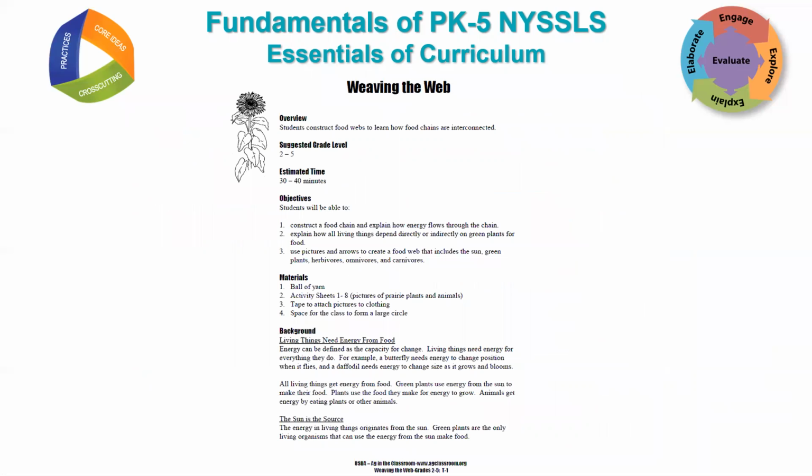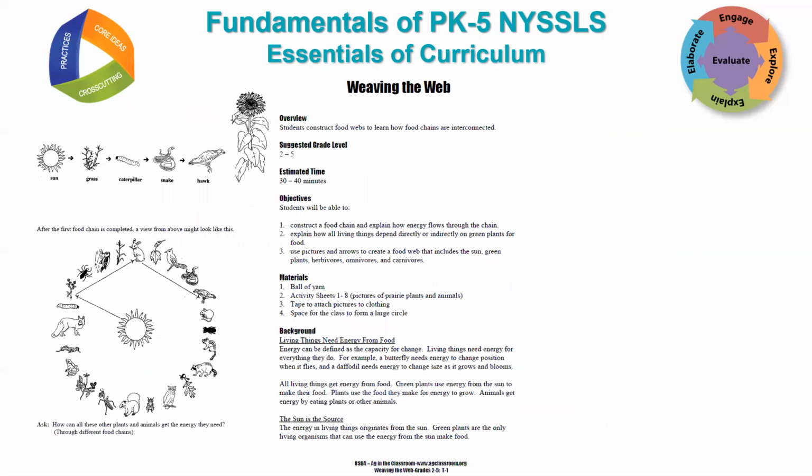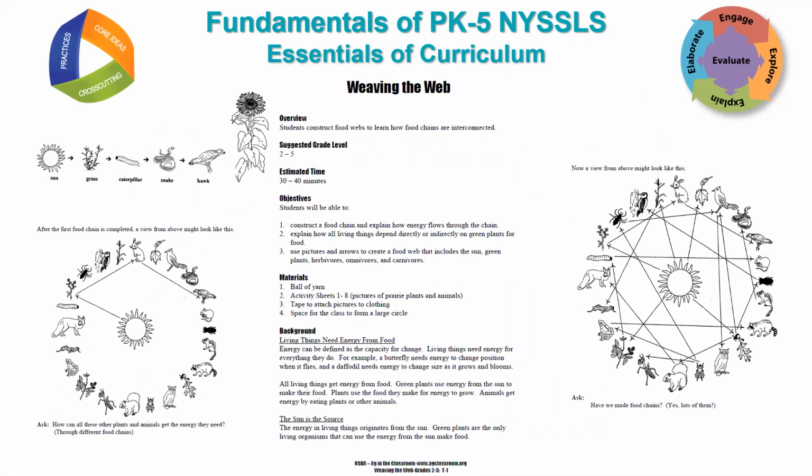The lesson we're going to look at is called Weaving the Web. It is a nice kinesthetic activity for grade 5. Students develop a model of the movement of energy in the ecosystem. Students wear labels of creatures, plants, the sun, and a ball of yarn is passed.